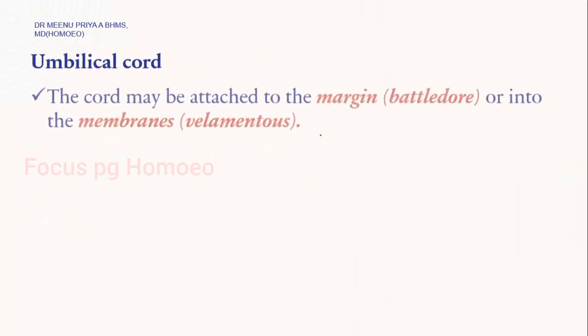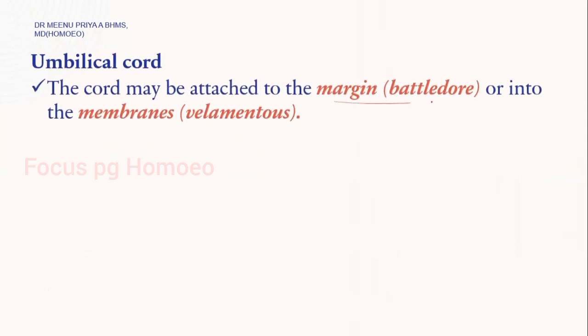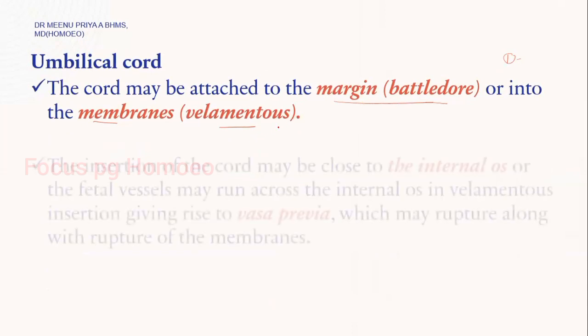Now, what are the changes seen in umbilical cord? The cord may be attached to the margin. So these are the conditions of umbilical cord insertion. Normally it is usually central. So if it is attached to the margin, that is called battledore umbilical cord insertion, or into the membranes, that is called velamentous umbilical cord insertion. So this becomes an etiological factor for the placenta previa.